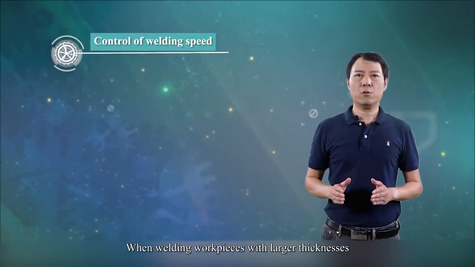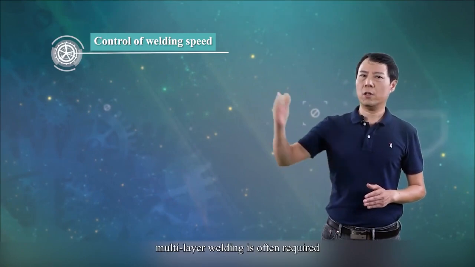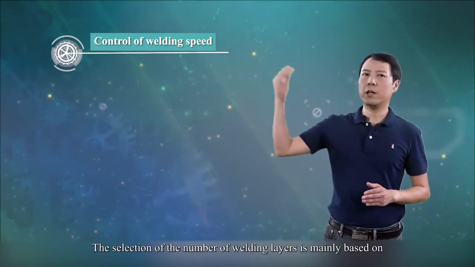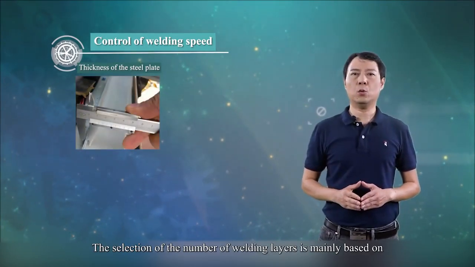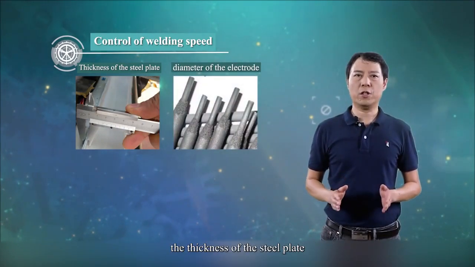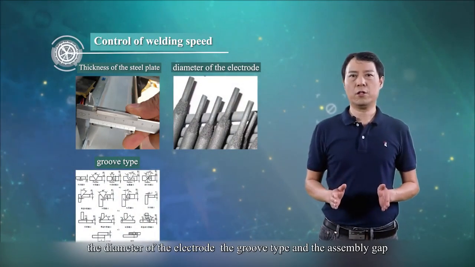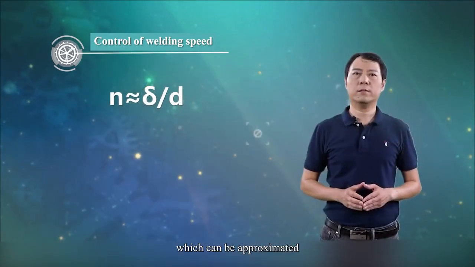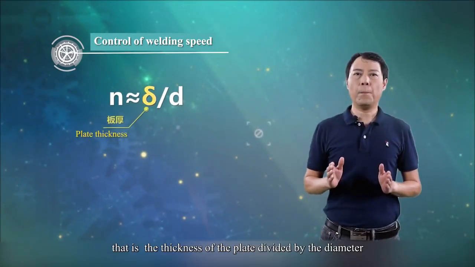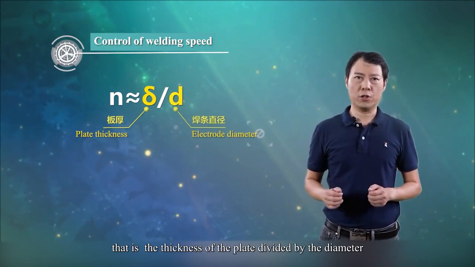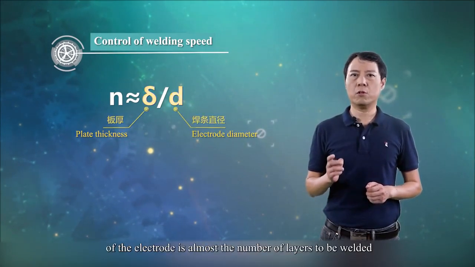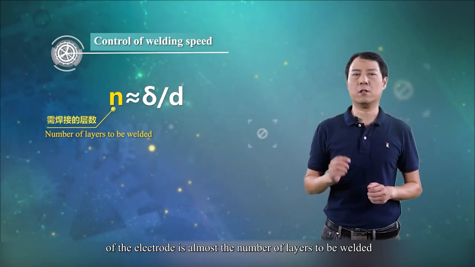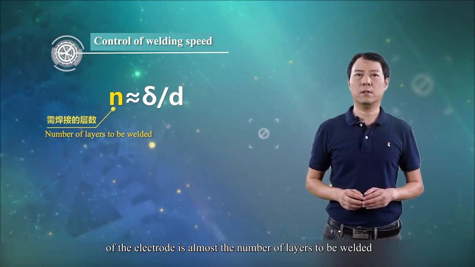When welding thick workpieces, multi-layer welding is often required. The selection of the number of welding layers is mainly based on the thickness of the steel plate, the diameter of the electrode, the groove type, and the assembling gap, which can be approximated, that is, the thickness of the plate divided by the diameter of the electrode is almost the number of layers to be welded.